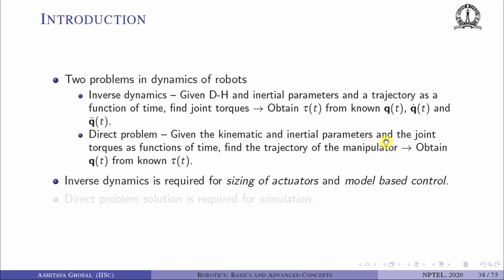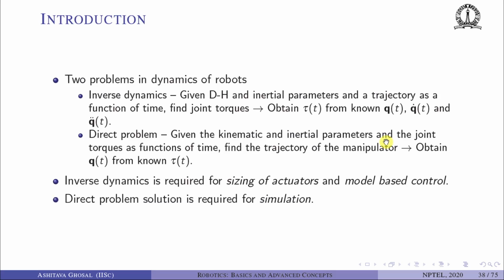Sizing of actuators means that suppose you want to design a robot and the robot is supposed to perform a set of tasks. Basically, we have an idea of q of t, q dot of t, and q double dot of t. We can solve the inverse problem. We can substitute q of t, q dot of t, and q double dot of t into the equations of motion and obtain tau of t torques. And based on the maximum torques from this computation, we can decide what motors to use and what should be the torque characteristics of the motor. It is also used in model-based control, which we will see later.